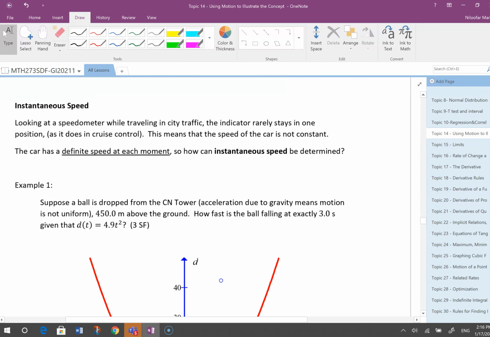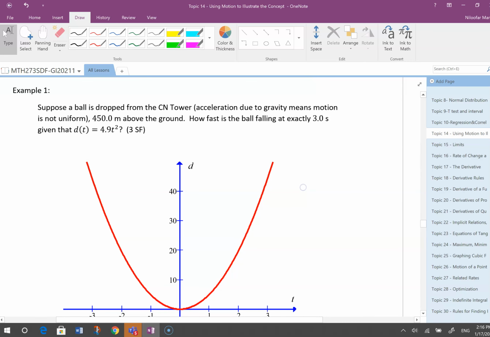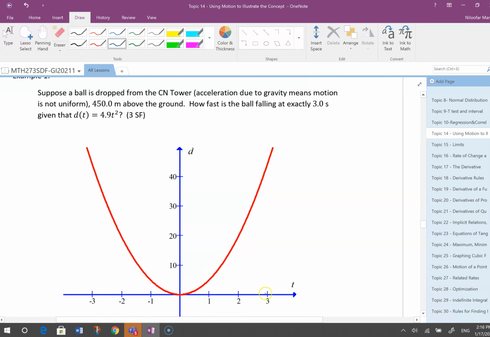Okay, how about if I want to do this question? Suppose a ball is dropped from the CN Tower, from this distance. How fast is the ball falling at 3 seconds? So you would say, okay, 3 seconds is here, for example. I learned it's asking for a speed at 3 seconds. So I would do this.